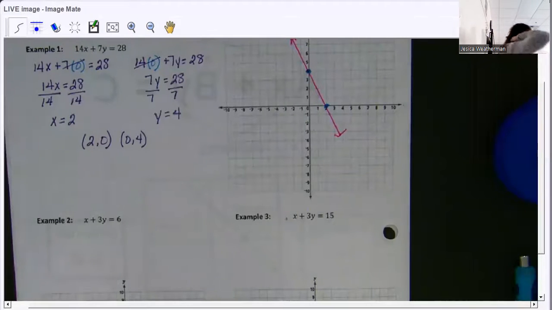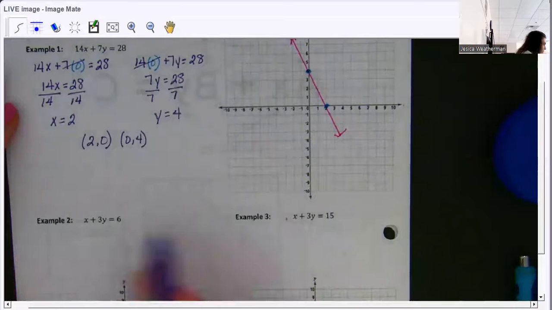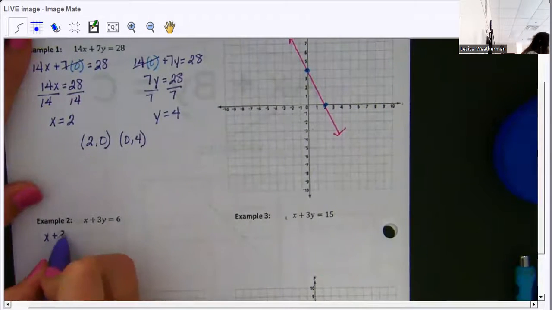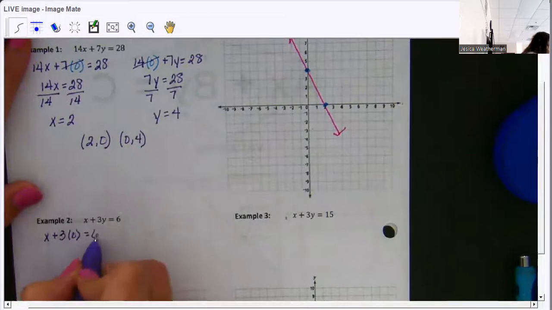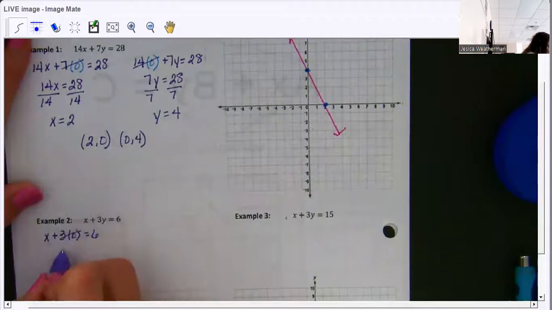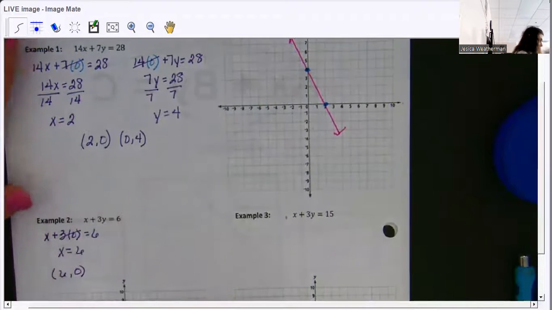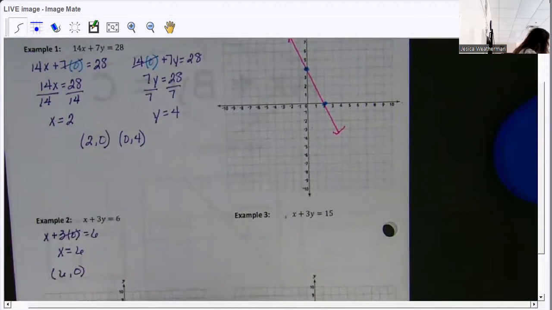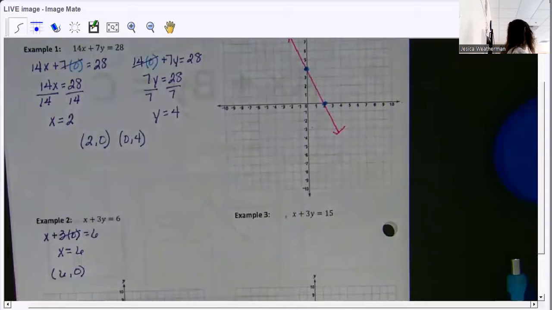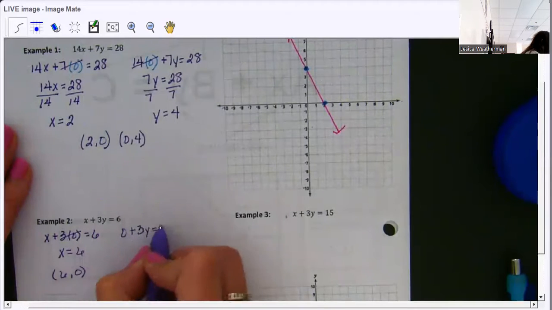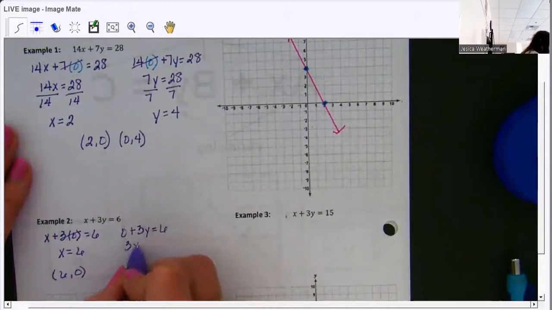Okay, let's try example 2, and then you're going to do 3 on your own. So again, I'm going to substitute 0 for the y. So I have x plus 3 times 0 equals 6. This cancels out, and x equals 6. I didn't have to do much math for that one. So I have an ordered pair of 6, 0 for my x-intercept, and I can plot that point on the graph. Now I'm going to find my y-intercept, so I'm going to plug 0 in where the x is. And then I'm left with 3y equals 6.